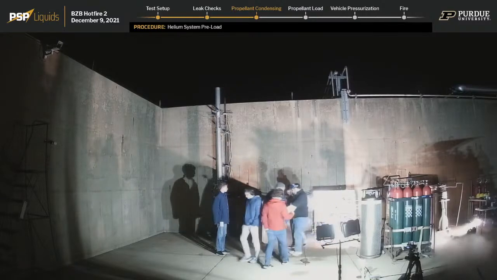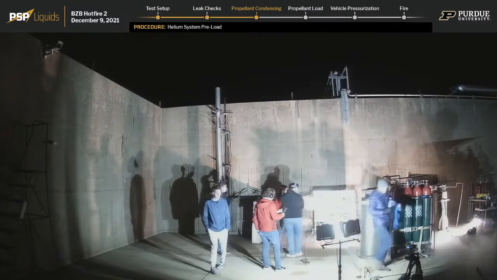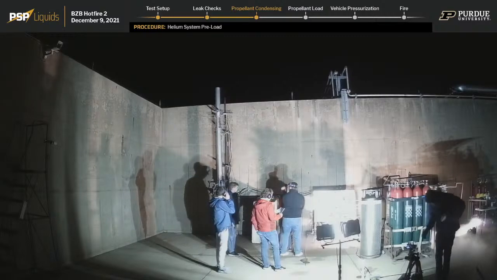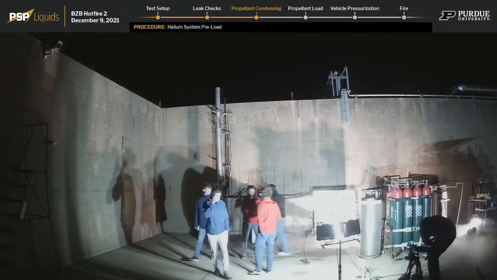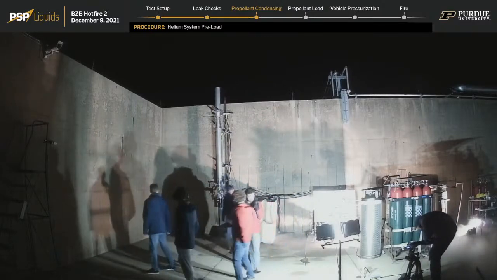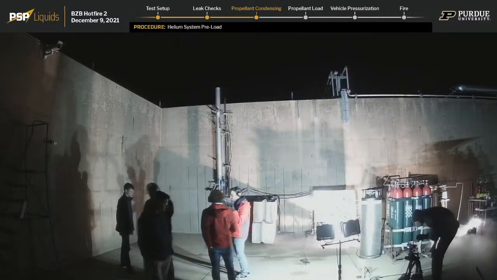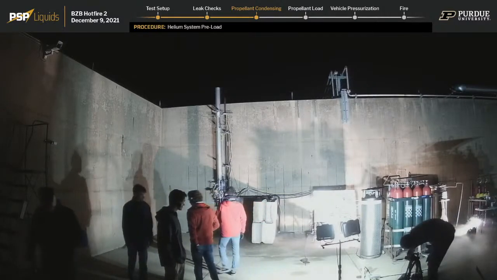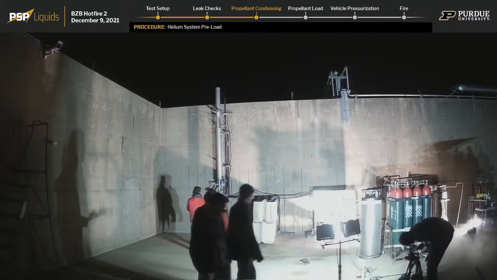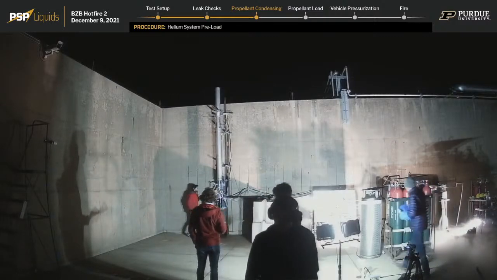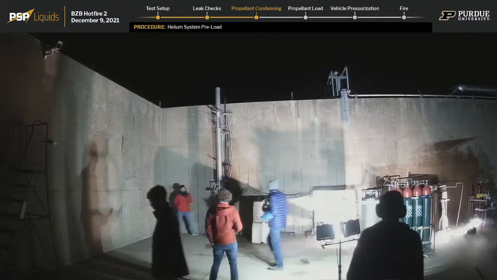Clear all foreign objects from the test area. Courtyard. Over. We're getting very close now. Yes, we're fully in preload mode right now. This is the last step that happens before propellant load. Just as a warning and reminder, we will really lighten up on the commentary. We have foreign objects in the vicinity of the test area. Over.